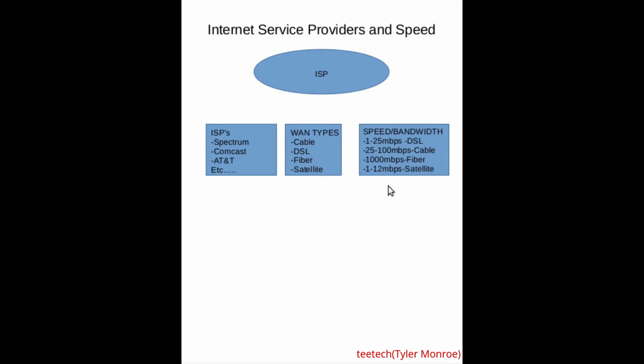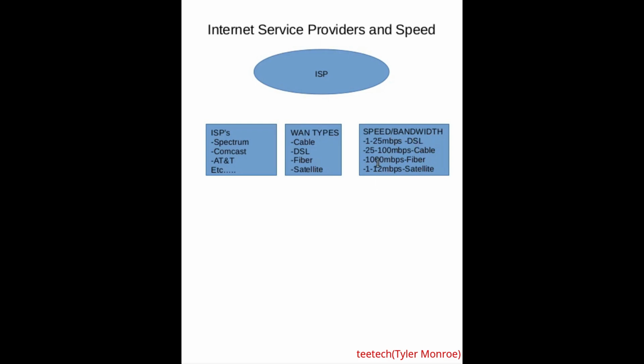So you've all seen the commercials. They will say, okay, our starting speed is now 100 megabits per second or something like that. But that just means the amount of information. And these are the different types of WAN connections and their associated speeds.